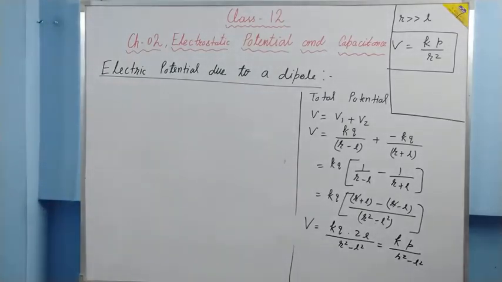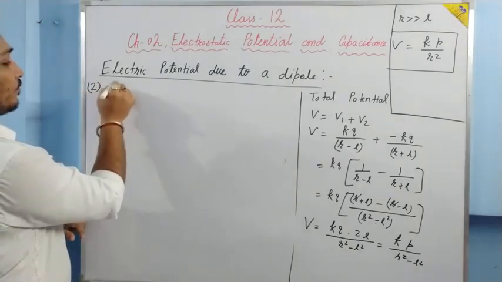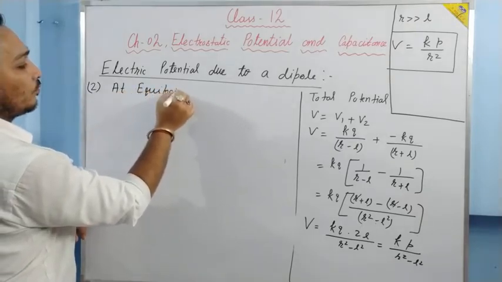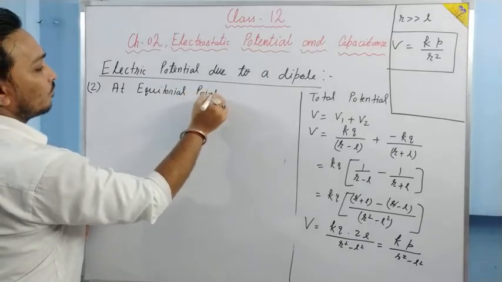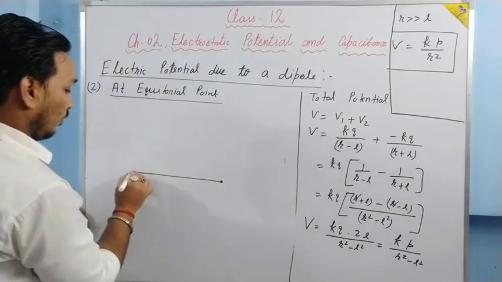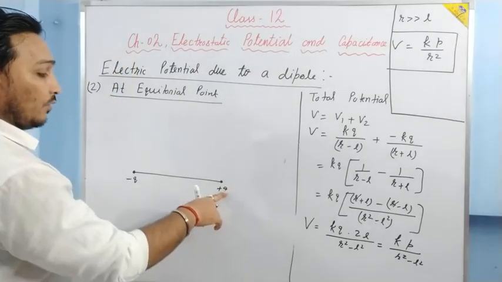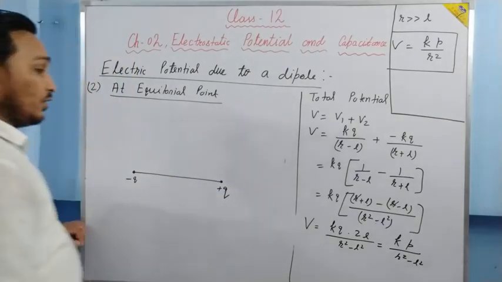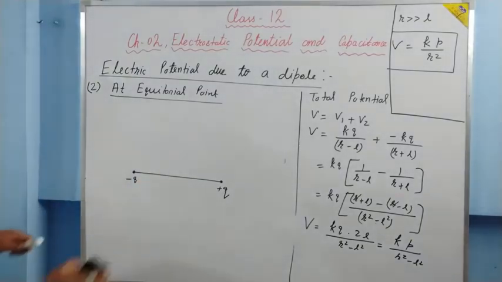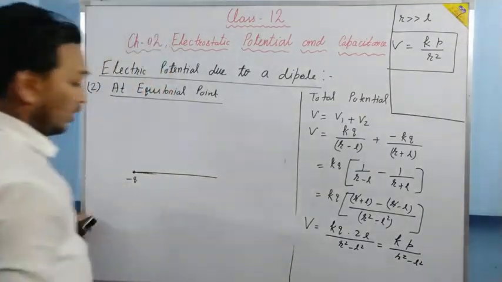Now, for the equatorial point, second is at the equatorial point. For the equatorial point, let this be a dipole. What is an equatorial point? I hope you remember, in the last chapter we have done, all the points which are on the perpendicular bisector plane of this dipole are considered to be equatorial points. Okay? Is it clear?